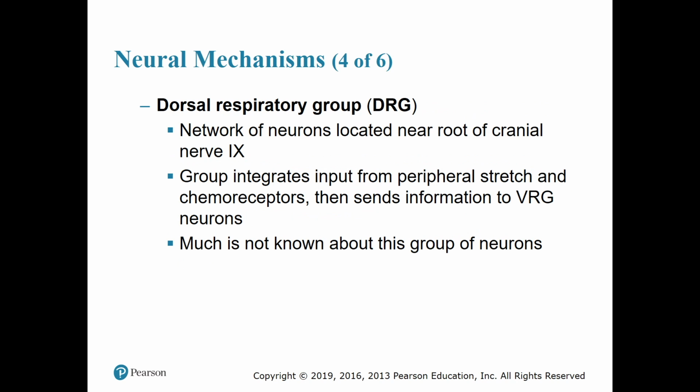Dorsal respiratory group, or DRG, if you go back to the figure that I showed you, they're just above the VRG. It's a network of neurons located near the root of cranial nerve number 9. This group integrates input from peripheral stretch and chemoreceptors, then sends the information to the VRG neurons. But much is not known about this group of neurons.